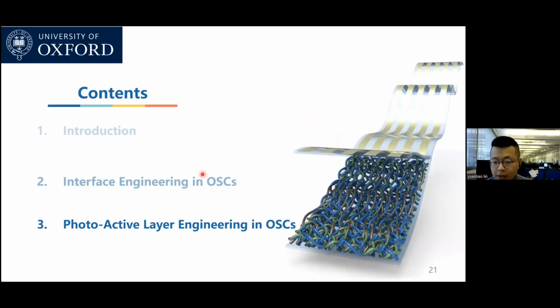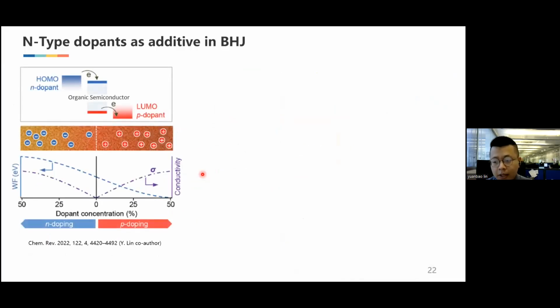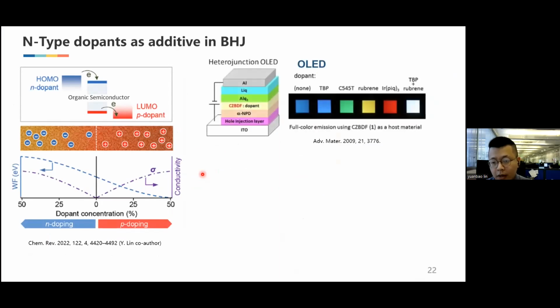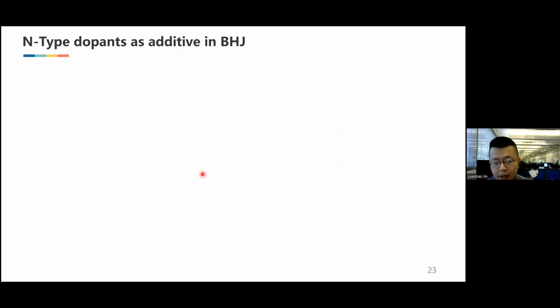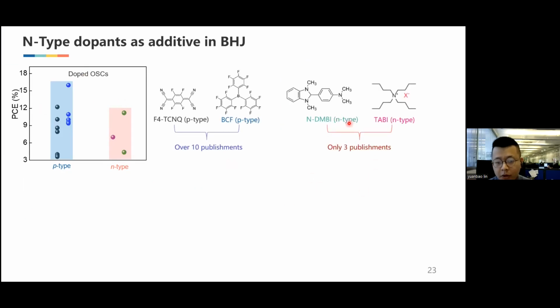Okay, I will introduce another work about the photoactive layer engineering in OPV. As we know, dopants are widely used in organic semiconductors, like OLEDs and transistors. But in 2019, when we tried to find dopants for OPVs, we could only find three publications for n-type dopants, but most of them were based on p-type dopants.